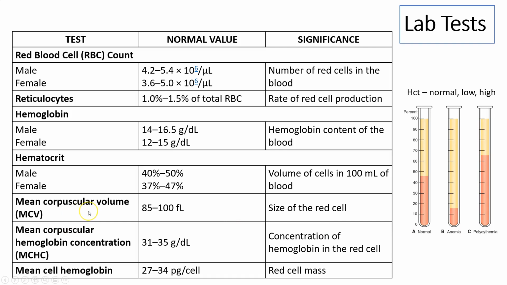We can also look at the size of the cell by looking at the mean corpuscular volume. We can look at the concentration of hemoglobin in the red blood cell, and this is the mean corpuscular hemoglobin concentration. And then we can use the mean cell hemoglobin again to look at the red cell mass. So these are common lab tests you will see related to red blood cells. And that is the end of our quick look at red blood cell structure and function.